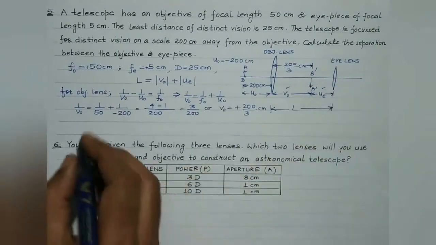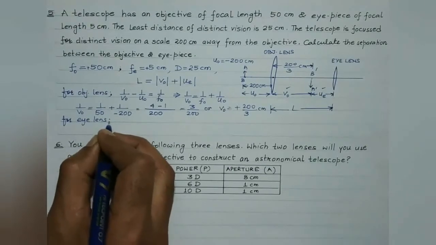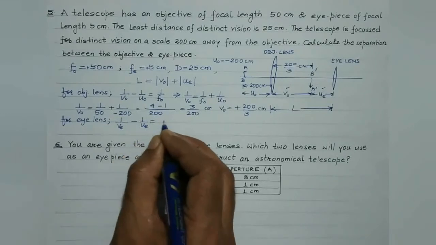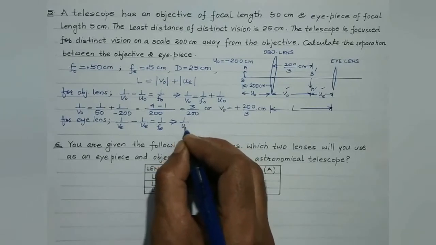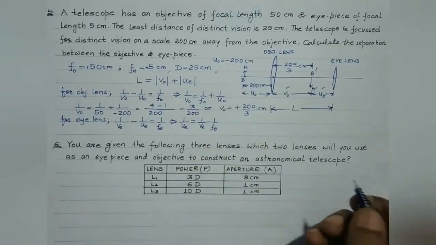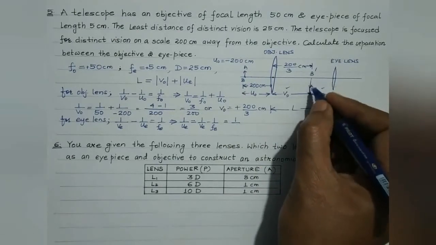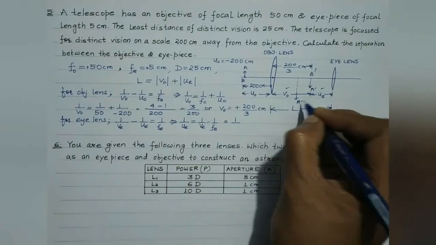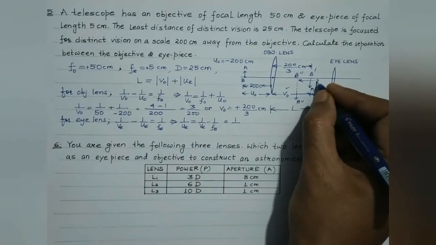Now students, consider the eye lens. For eye lens, again making use of the Gaussian lens equation, we know that 1 by VE minus 1 by UE is equal to 1 by FE. That is, 1 by UE may be written as 1 by VE minus 1 by FE, right? So what we get is 1 by, now the final image is to be formed somewhere over here. This is A dash, A double dash, B double dash. It is to be formed at a distance of D, that is 25 centimeter.